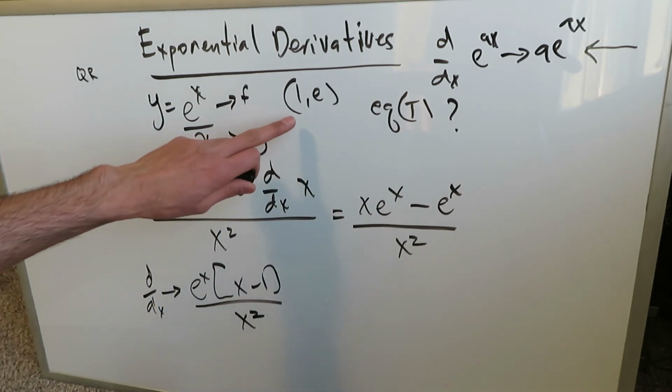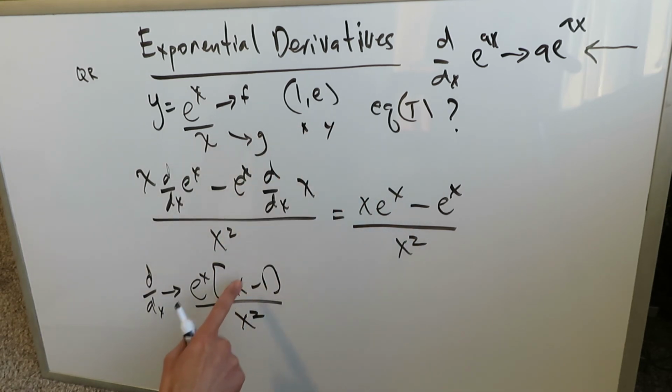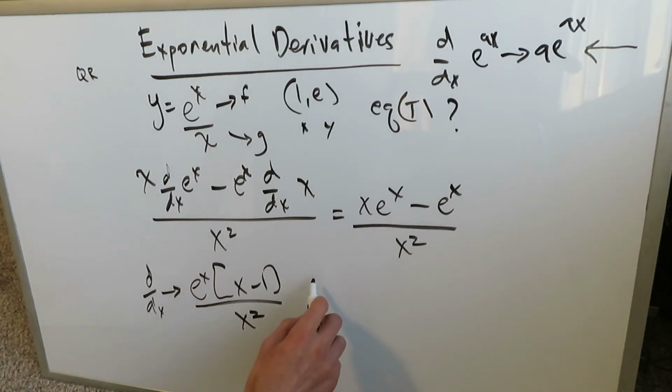Now all you have to do is plug in this 1, because this right here is your x comma y. Plug this x value of 1 over here. Look what happens when you plug 1 over here. You get 1 minus 1, you get 0. You get e to the x, which is e to the 1 times 0 over 1 squared, everything with 0. So your slope over here is going to be a 0.